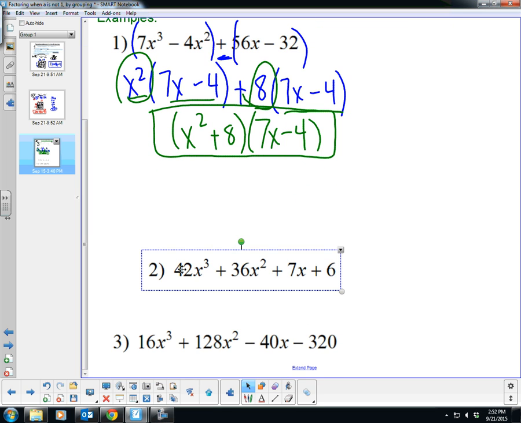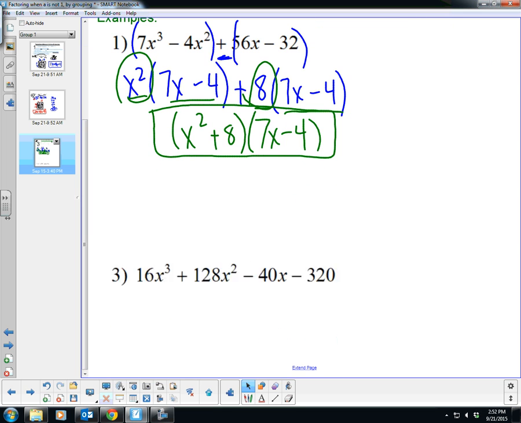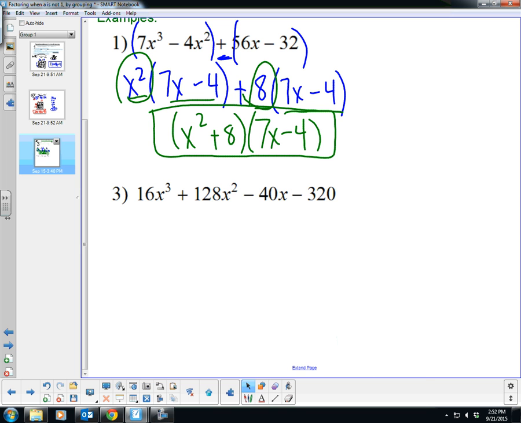Okay? All right, let's do one more. Then we're done with our notes for today. So this will be number 2 for the factoring by grouping.